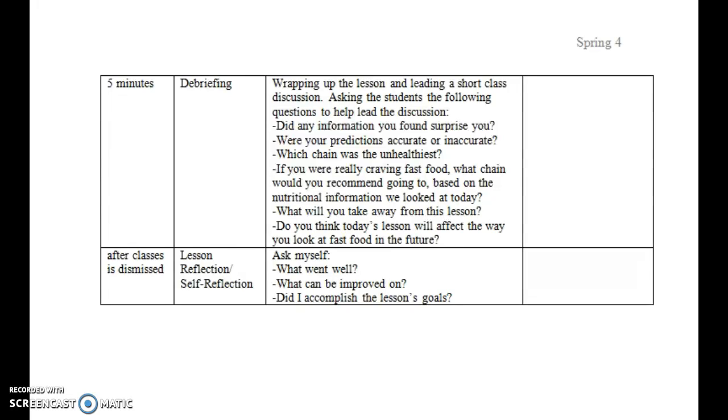I would wrap up the class leading a short discussion saying, did you find any information that surprised you? Were your predictions accurate or inaccurate? Which chain is the unhealthiest in your opinion? And how do you think today's lessons will affect the way you look at fast food in the future? Now, this lesson may take 1 or 2 days depending on how quickly the students can find their research information. I know I went over that very quickly.